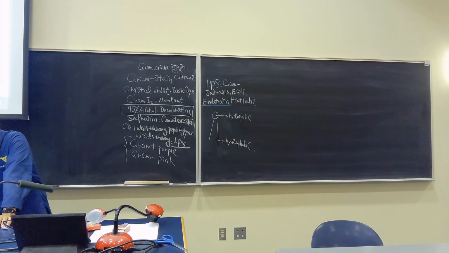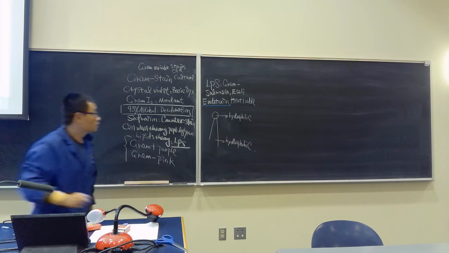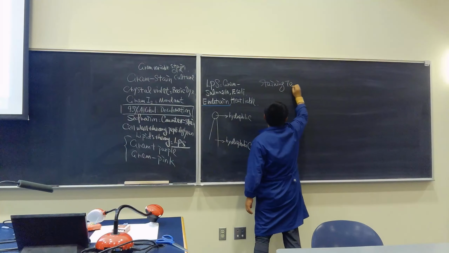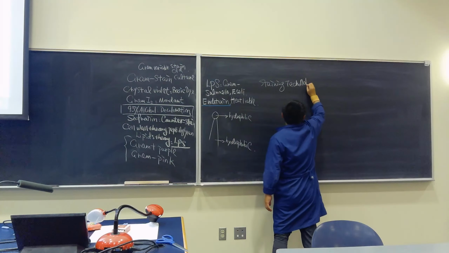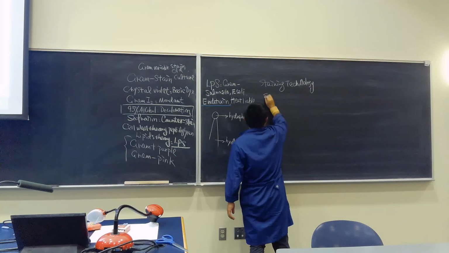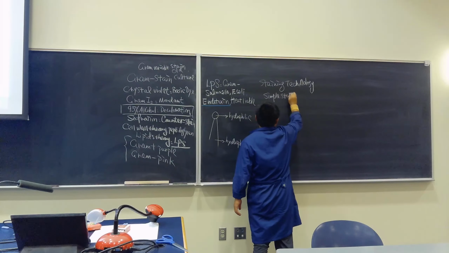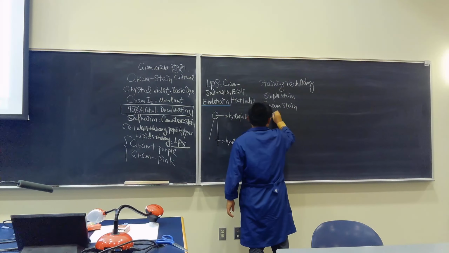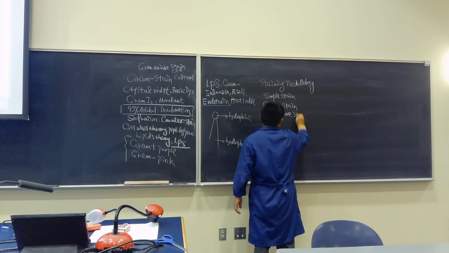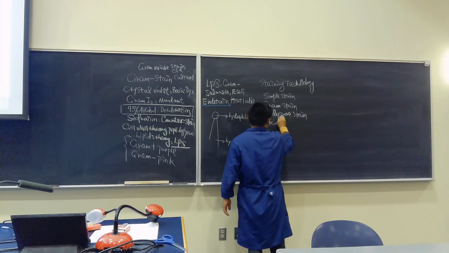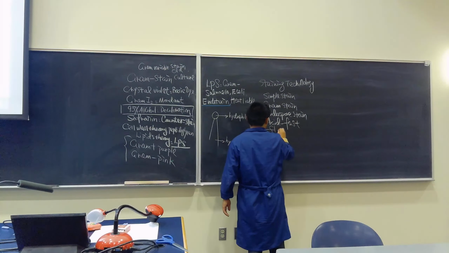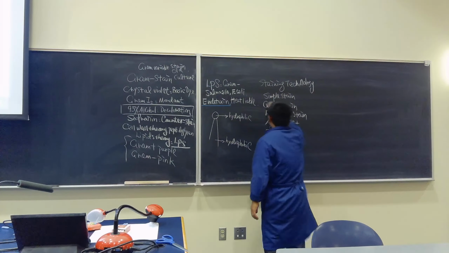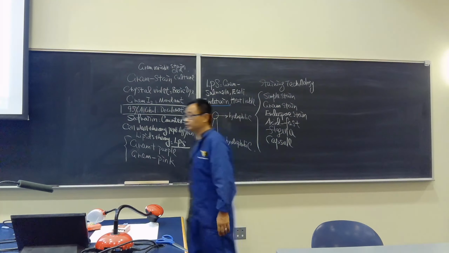Now, we want to go back to see some of the questions related to the staining technology. Because in this class, we spend lots of time in the lab talking about staining technology. So we talk about the simple stain, we talk about the gram stain, and we talk about the endospore stain. That's what we did in the lab. We talk about the acid-fast stain, flagella stain, and the capsule stain.